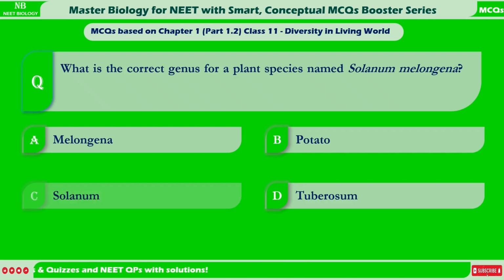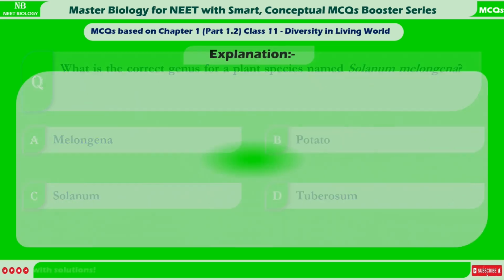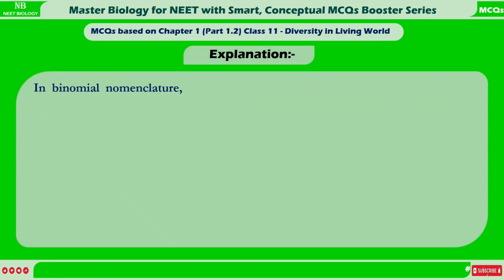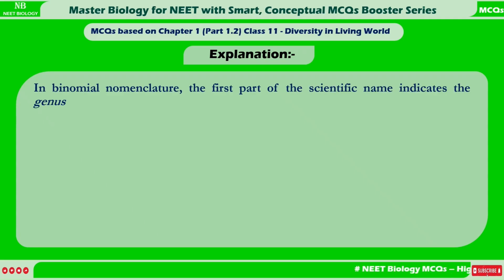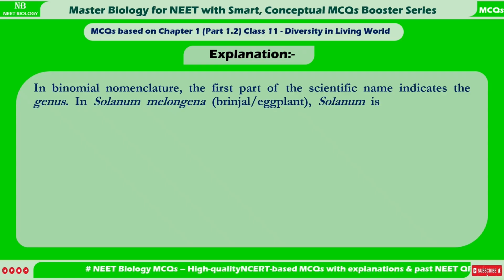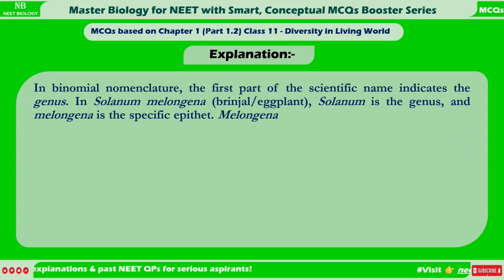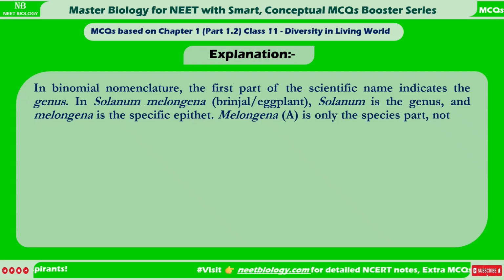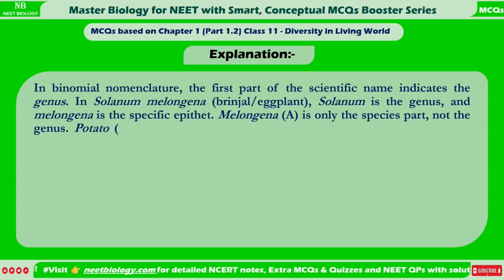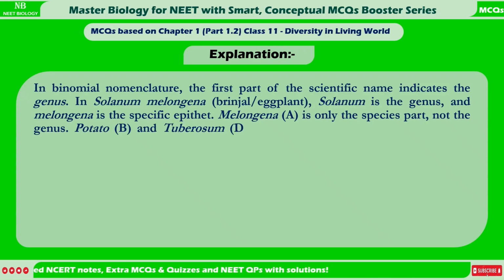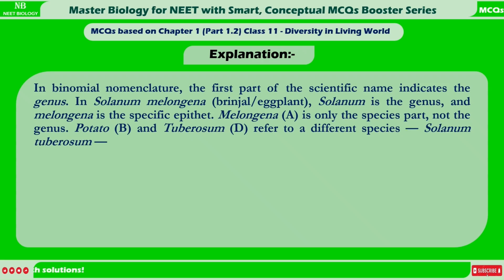Correct answer is C. Solanum. Explanation: In binomial nomenclature, the first part of the scientific name indicates the genus. In Solanum melongena, brinjal eggplant, Solanum is the genus, and melongena is the specific epithet. Melongena, A, is only the species part, not the genus. Potato, B, and tuberosum, D, refer to a different species, Solanum tuberosum, and are not the genus in question.